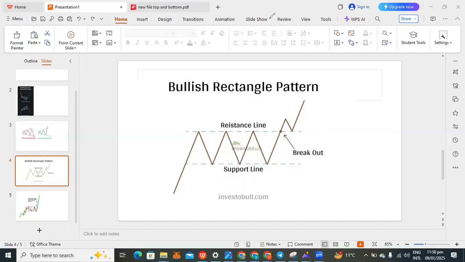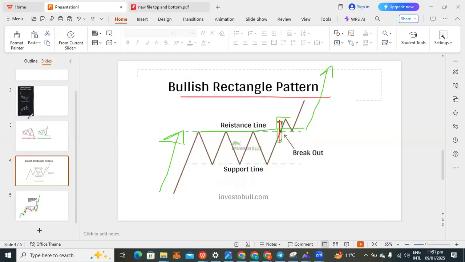Yes, but if the line breaks the support line a little, is it still a bullish rectangle pattern? If our price action, if the price breaks the resistance, only then it's a bullish rectangle pattern. Because previously the trend was in the upward direction. So for it to continue the bullish pattern, it has to break the resistance.